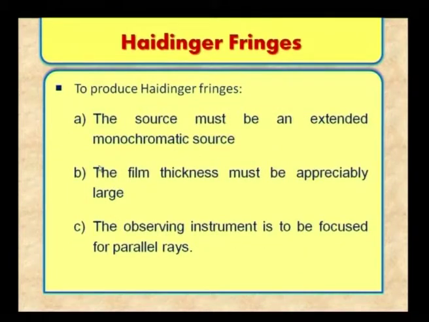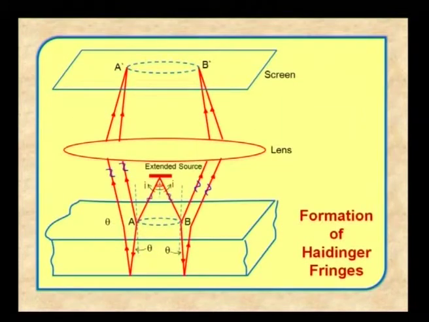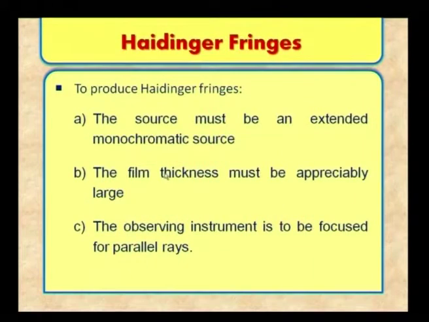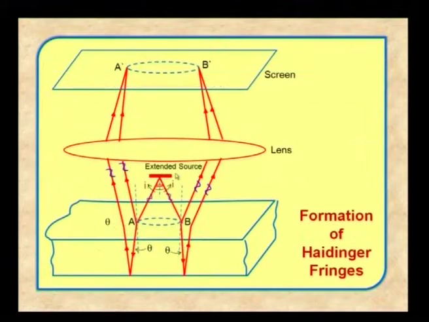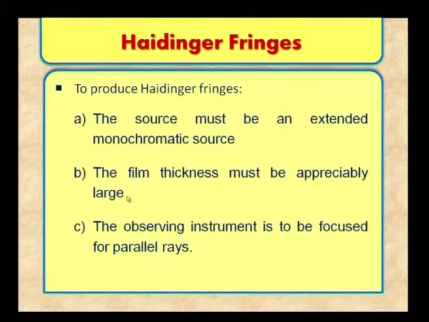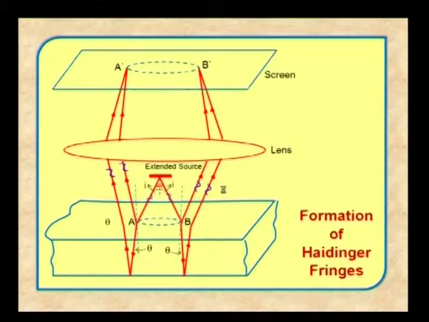To produce Haidinger fringes, number one, the source must be an extended source with monochromatic wavelength. The film thickness must be appreciably large. The observing instrument is to be focused for parallel rays. So, there are conditions to be met for obtaining the Haidinger fringes. You should have a monochromatic source, that is what you have here. Then it should be an extended source, as I told you just now. The film thickness, as I mentioned earlier, should be larger compared to what we had in the case of Newton's rings or air wedge.